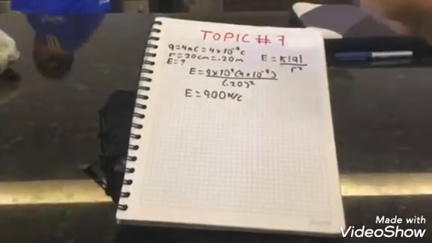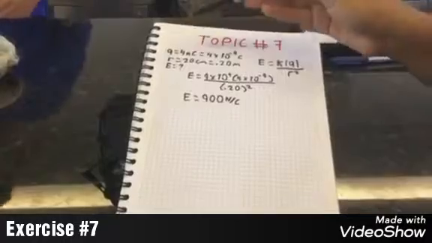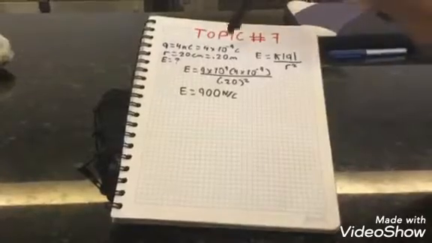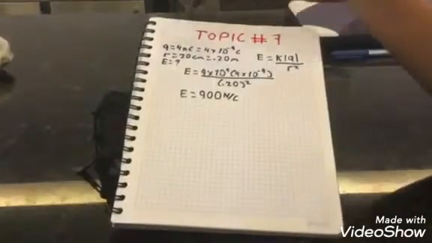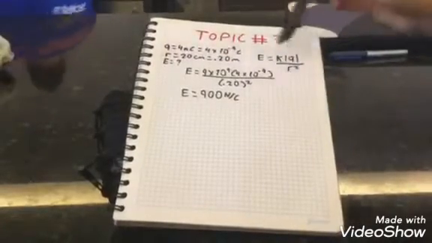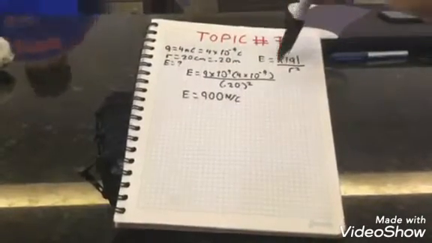In this exercise of topic number 7, we have to get the electric field. For this, they give us the charge and the distance. The charge is in nanocoulombs, so we have to convert it to coulombs, that is 4 times 10 to the minus 9. And the distance is in centimeters, so we have to convert it to meters, that is 0.20. Here's the formula. We have to multiply the constant times the charge and divide by the distance squared. And then we substitute the values, and this is the result.